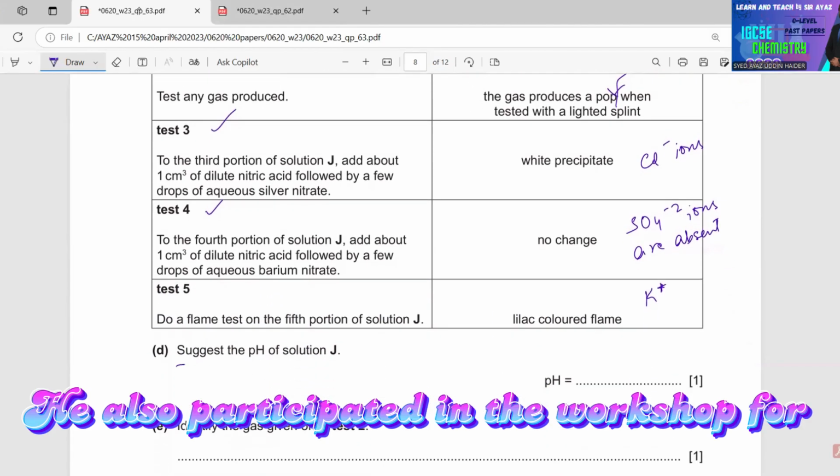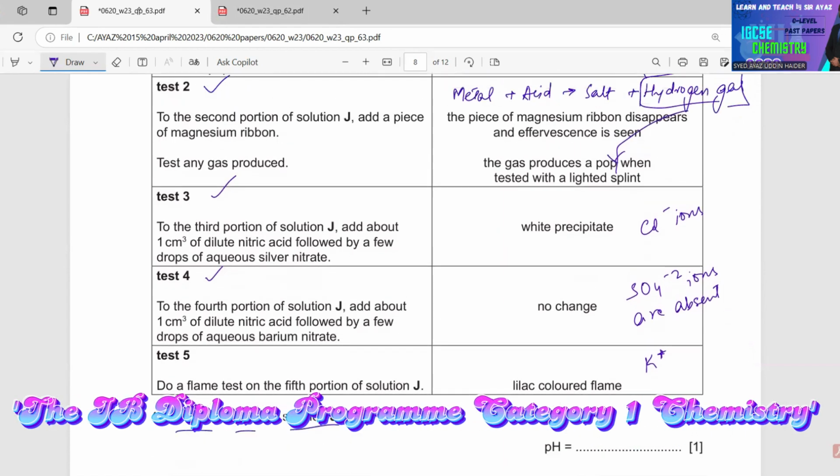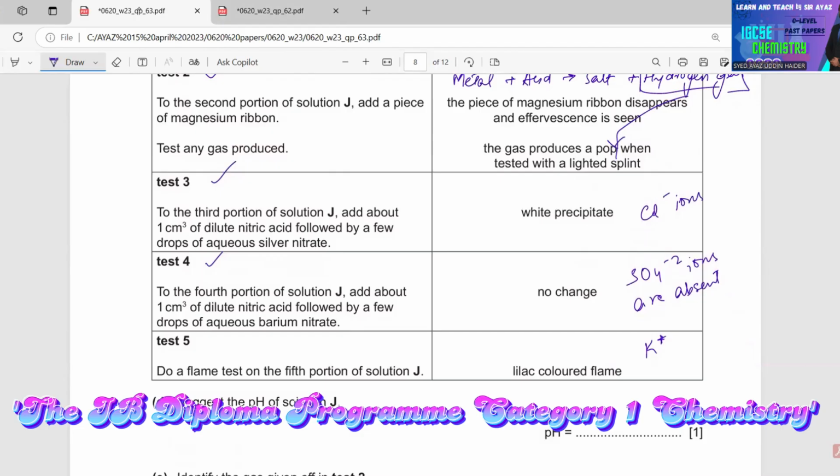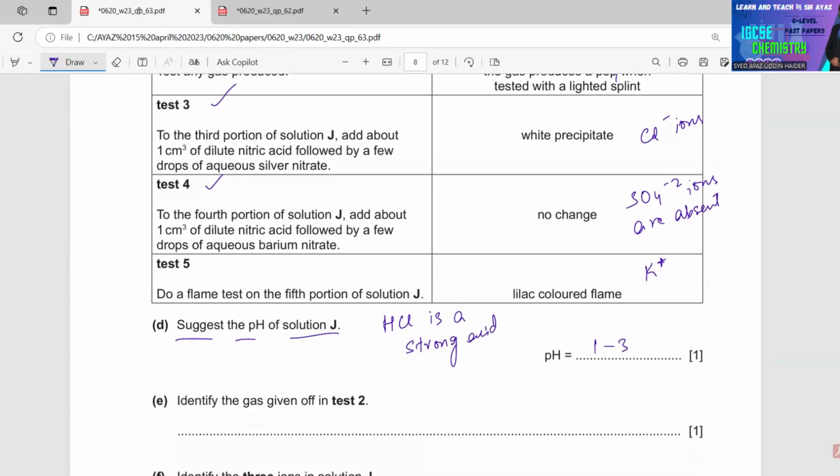So suggest a pH of solution J. So we have H positive ion, Cl negative ion, and K plus ion. H positive and Cl negative means it must be HCl, which is a strong acid. So the pH of HCl is between 1 to 3. So it must be between this range.